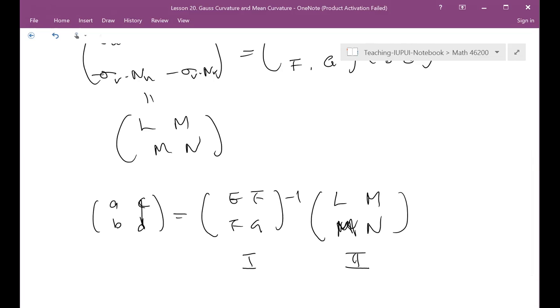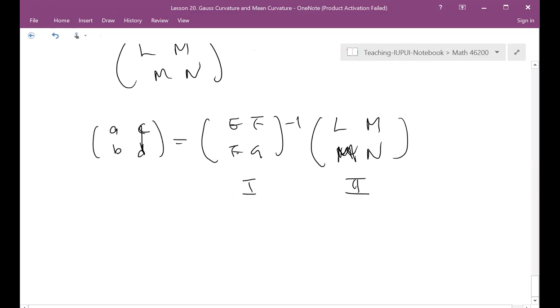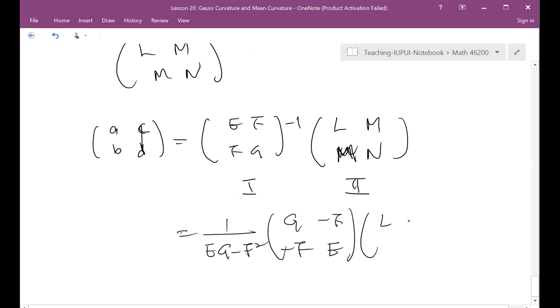You can multiply this out. As a matrix, the inverse matrix can be written in the form like this: G, negative F, negative F, and E. Then you do the product.